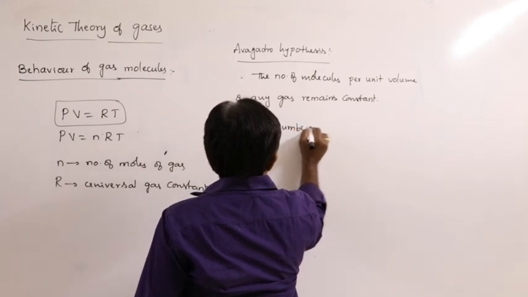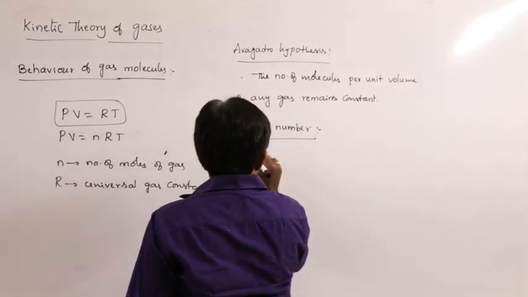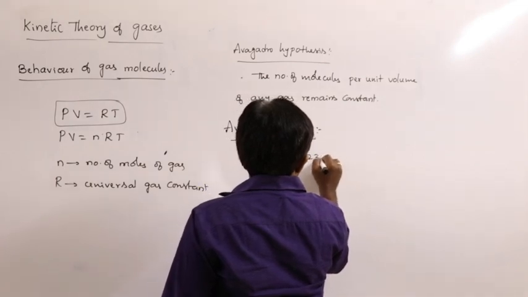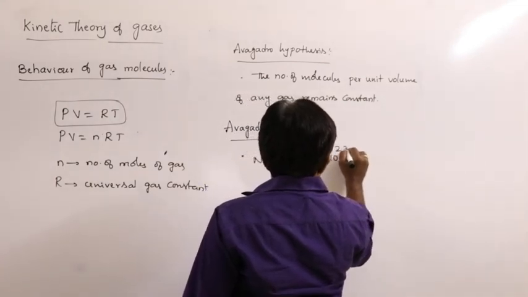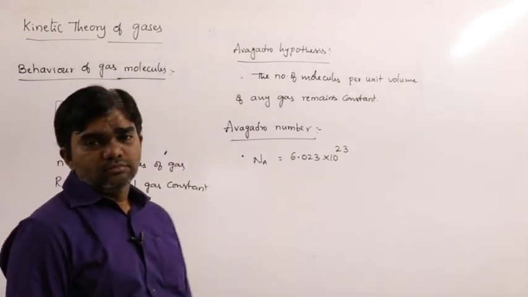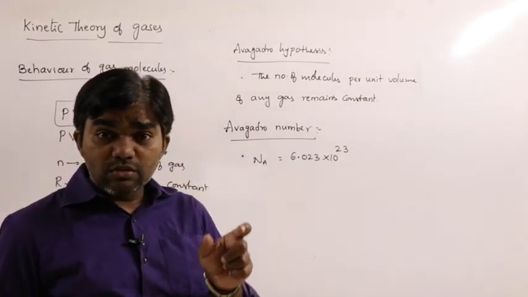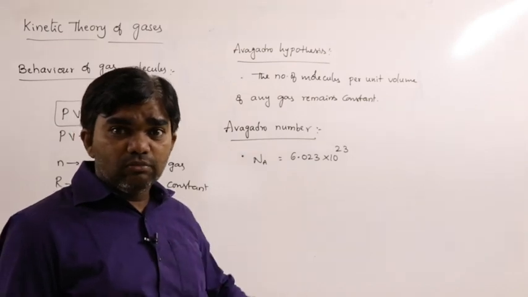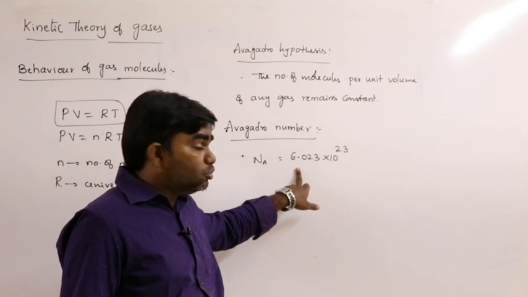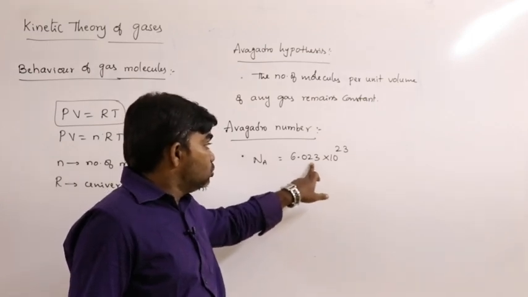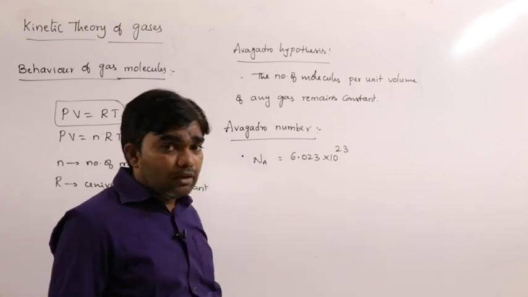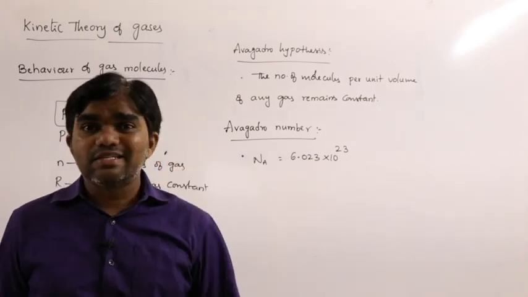Avogadro number, Na, is equal to 6.023 into 10 to the power of 23. So what is the number of molecules of the gas per unit volume in any situation? It is 6.023 into 10 to the power of 23. This is the Avogadro number, and this value always remains constant.